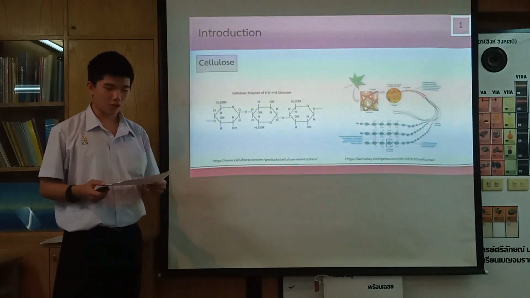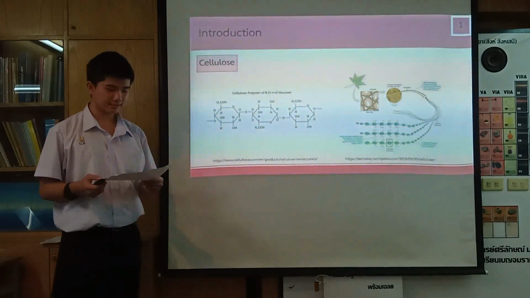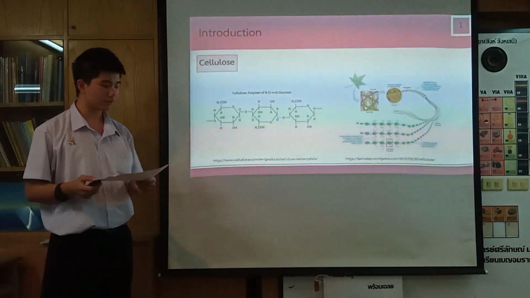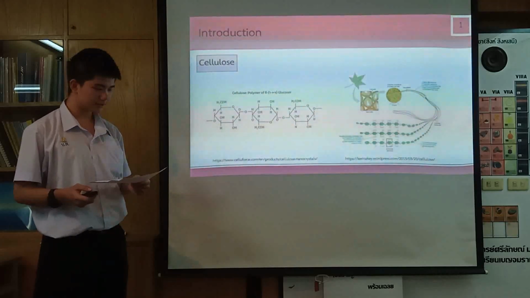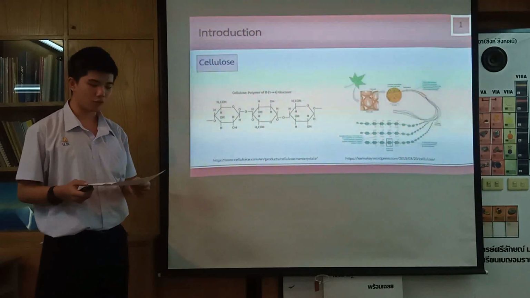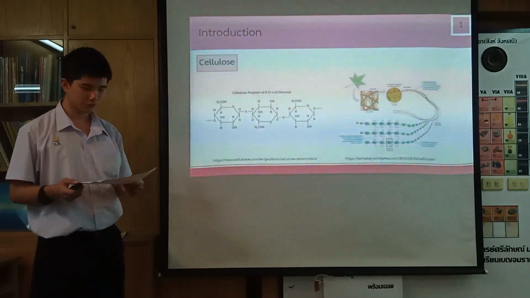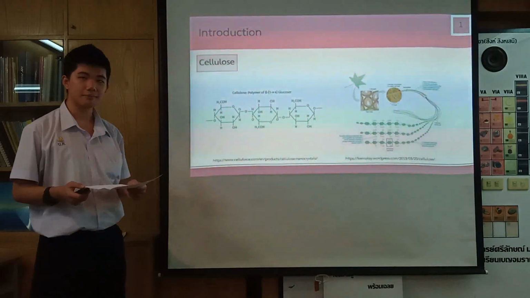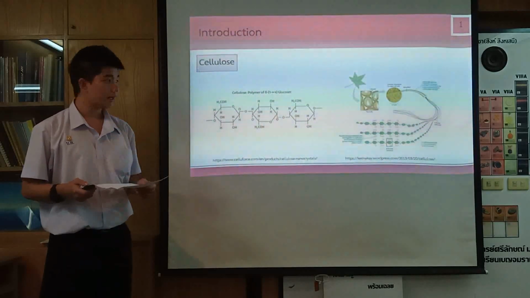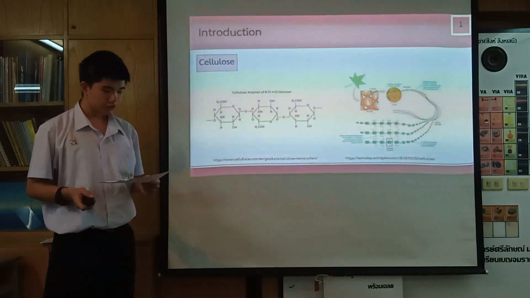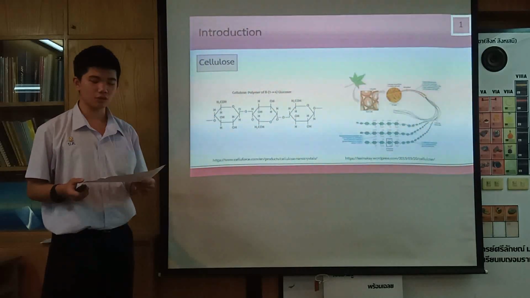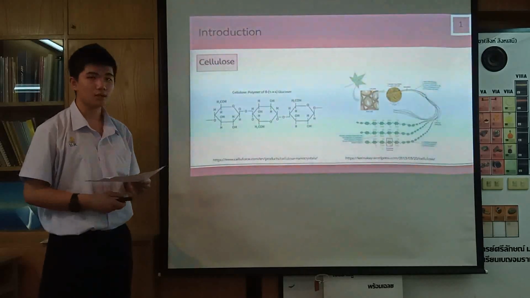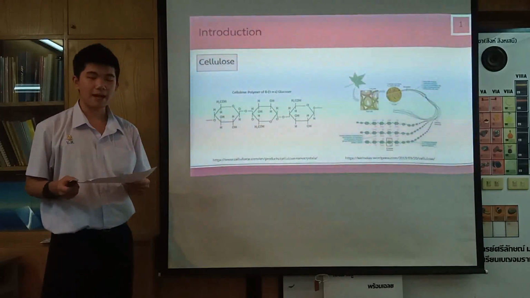Cellulose is an organic compound that is a polysaccharide consisting of a linear chain of several hundred to many thousand beta-1,4 linked D-glucose units. Cellulose is the most abundant organic polymer on the earth. In the right picture, the form of cellulose in natural substances such as the cell wall is the packing of fibrils.